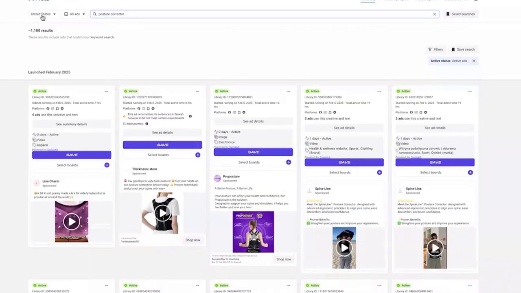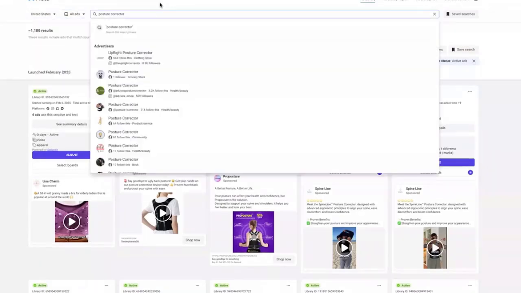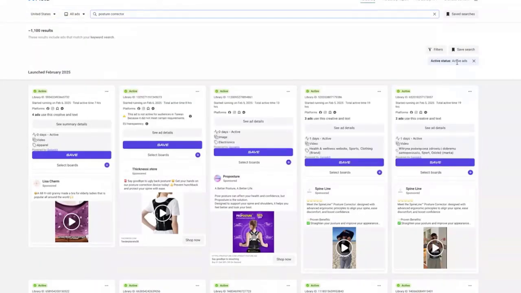Let's see here. I'm going to go to Facebook, say Facebook ads library. I'm in the Facebook ads library. I put posture corrector. So how do I know what is working and what's not working? This is a sample of how you can determine that. So let's say you go to the Facebook ads library, all ads, United States right now, posture corrector. What I will actually do is I want to see active ads only.